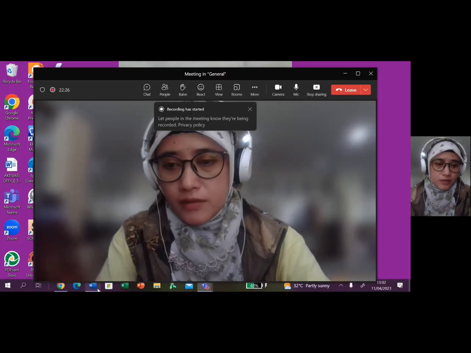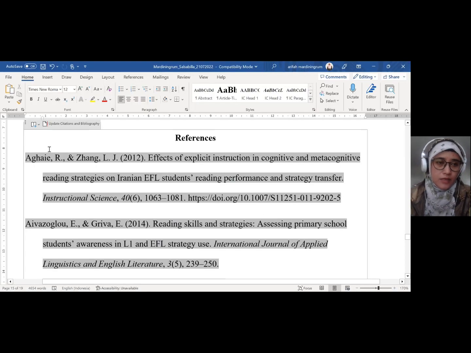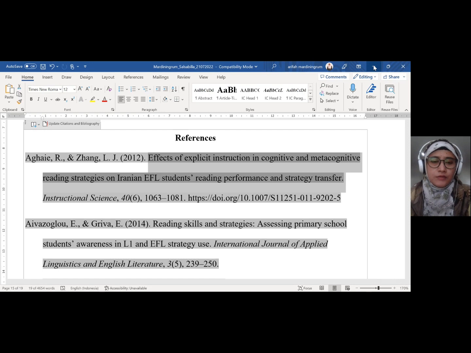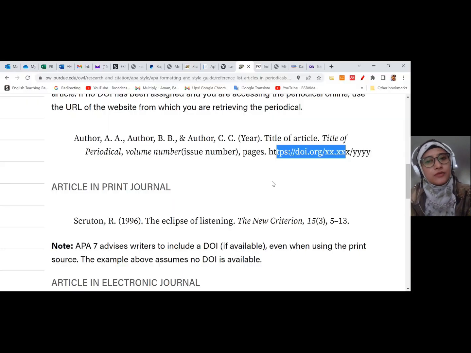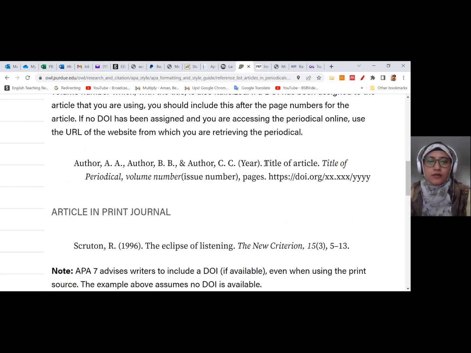Now let's take a look at this article that I wrote. Okay, so we have the name here, last name and initial. We have the year. We have the title. Is it written correctly? How do you know whether it's written correctly or not? Again, I don't need to check Purdue because I'm experienced and I already know the rules. But if you don't know the rules, just check. As you can see, for the title of the article, you only need a capital letter at the beginning of the title. The other words, you don't need capital letters.